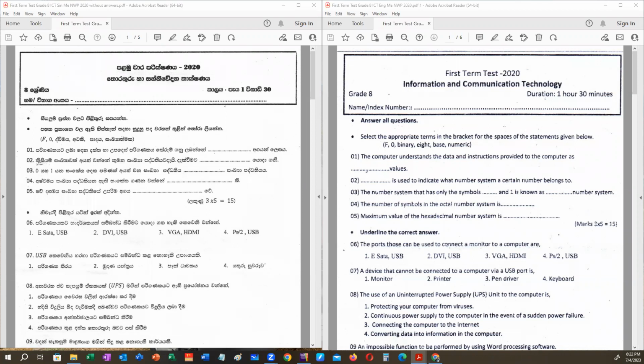What is the base of the decimal number system? Base is 10, because there are 10 digits in the decimal number system. There are 2 digits in the binary number system, so the base of that number system is 2. In octal, how many digits? In the octal number system, there are 8 digits. So that number system is called numbers in base 8, or the octal number system.